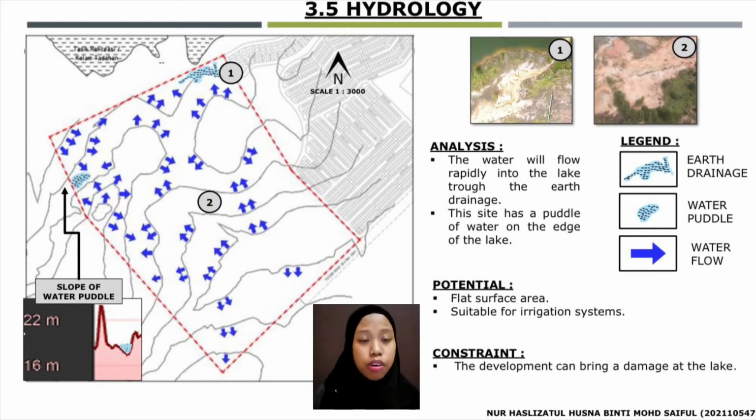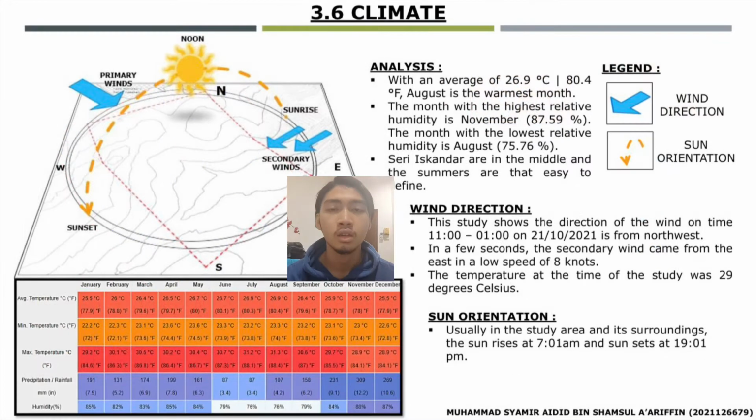The analysis of hydrology is that the water will flow rapidly into the lake through the earth drainage. This site has a puddle of water at the edge of the lake. There are two pieces of information, about wind direction and sun orientation. Also, this slide contains a table of temperature, rainfall and humidity.